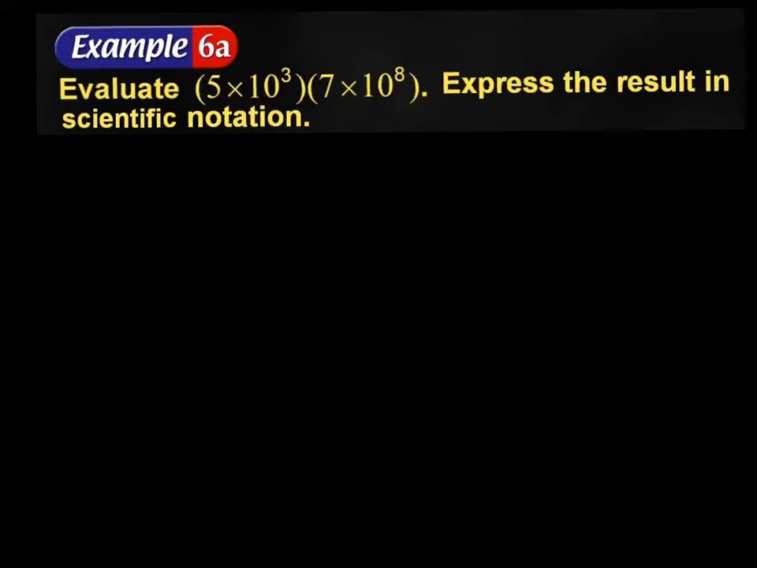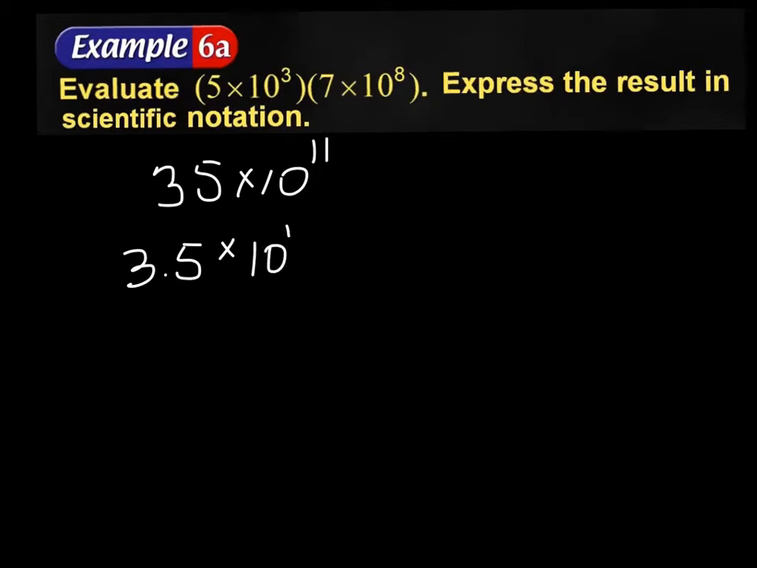Evaluate the product, express the result in scientific notation. 5 times 7 is 35. Power times a power, we add exponents, so it would be 10 to the 11th. But in scientific notation, we're only supposed to have one digit in front of the decimal. So 35 I could rewrite as 3.5 times 10 to the 1. Power times a power, we add exponents, so my final answer is going to be 3.5 times 10 to the 12th.